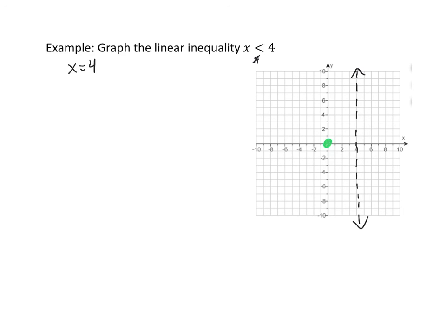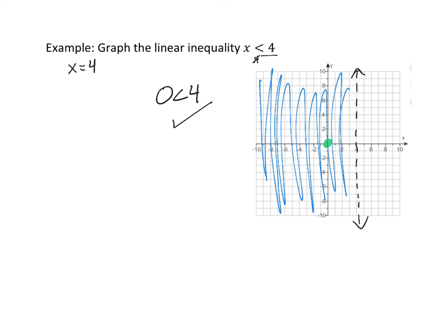So again, let's pick the point (0, 0). In other words, plugging in x is 0, y is 0. Well, I only have x is less than 4. Is 0 less than 4? That's true. So in this case, we're going to shade the side that includes that point. I would shade this entire side.